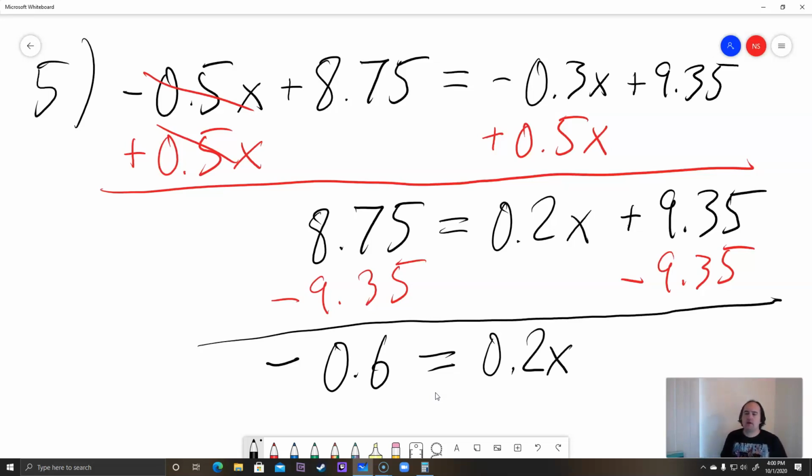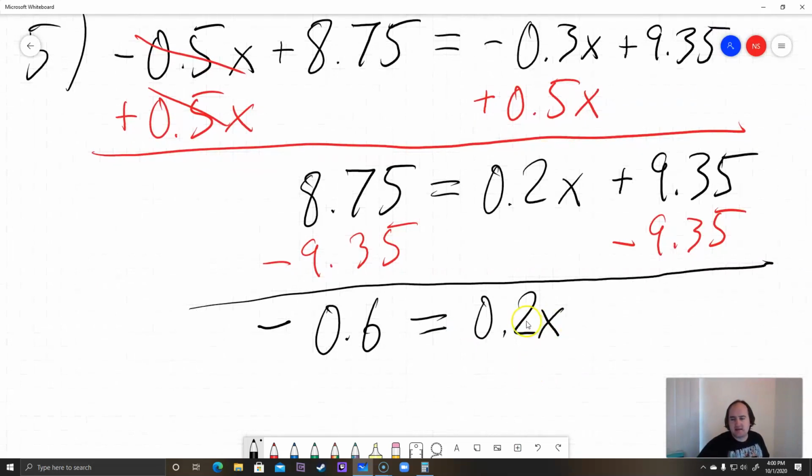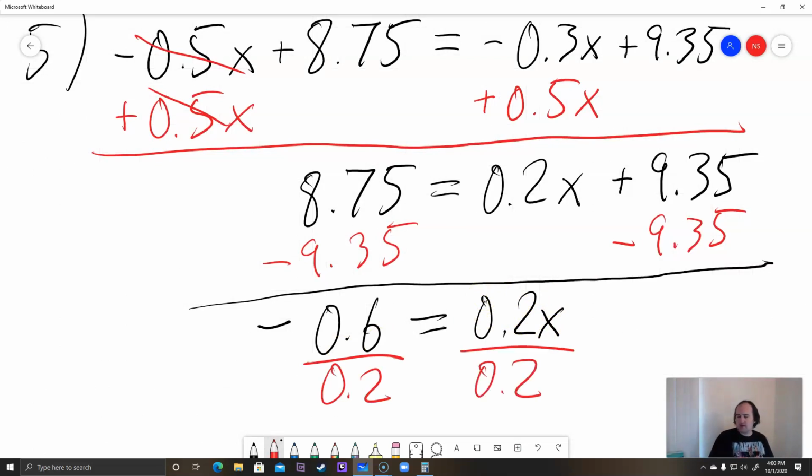Okay? And then for our last step, we need to isolate x on the right side. So how do we do that? Well, to get rid of the 0.2, we need to divide both sides by 0.2. So on the right side, the 0.2's cancel out. On the left side, if you look at it, the decimals cancel out, and 6 divided by 2 is 3. But if you can't do that in your head, you can just type it in quickly.